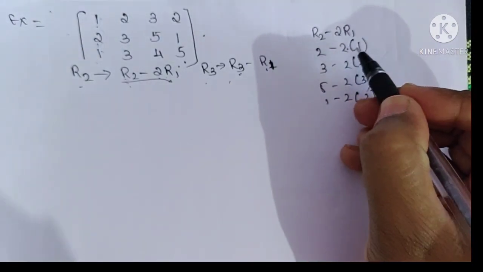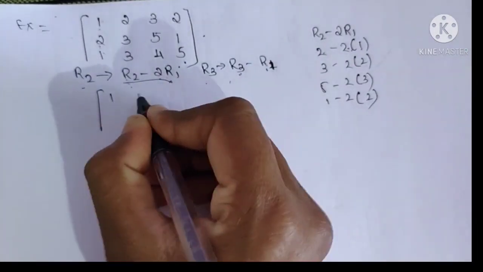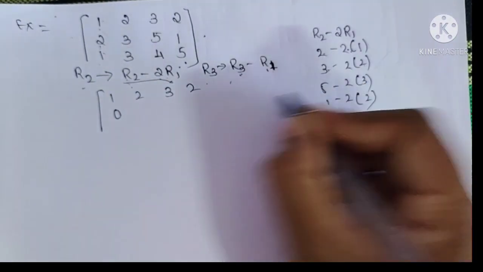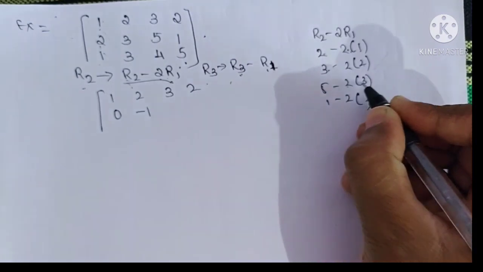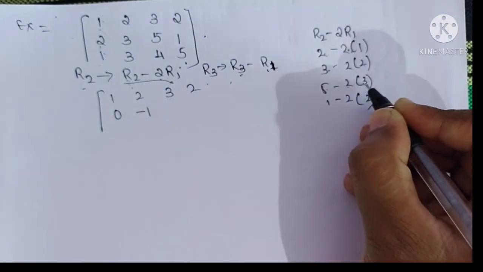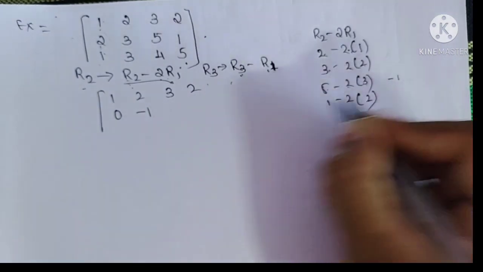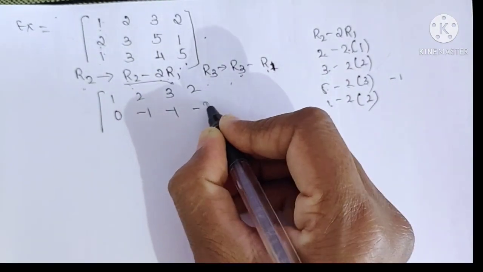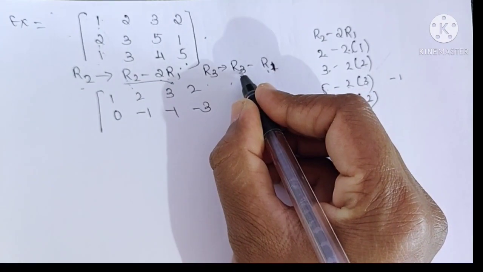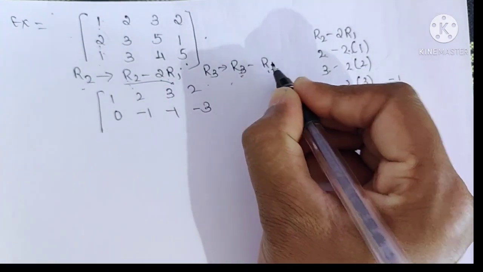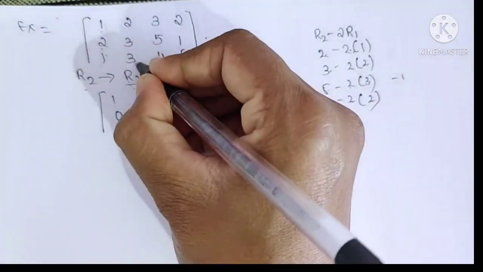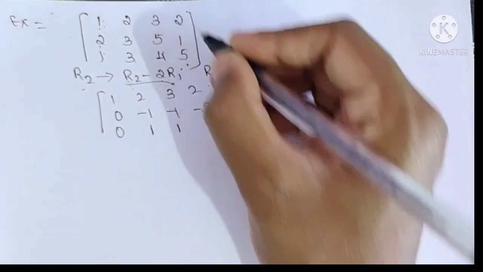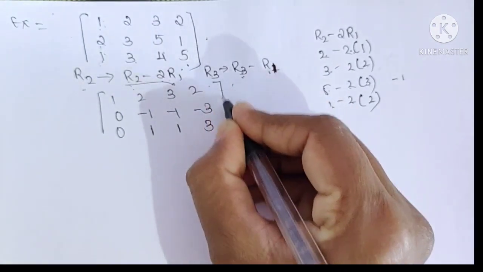2 ones are 2, 2 minus 2 is 0. 2 twos are 4, 3 minus 4 is minus 1. 2 threes are 6, 5 minus 6 is minus 1. 2 twos are 4, 1 minus 4 is minus 3. Same for R3 minus R1: 1 minus 1 is 0, 3 minus 2 is 1, 4 minus 3 is 1, 5 minus 2 is 3.